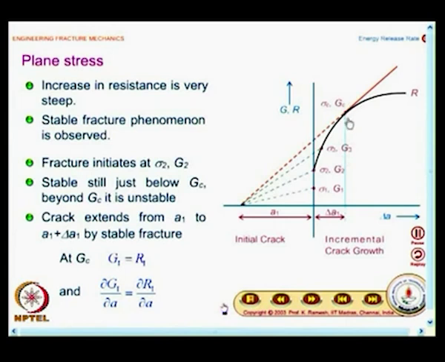And now you can appreciate, when we asked what the necessary and sufficient conditions for fracture are, we are able to see the necessary condition is G1 should be equal to R1, because we are looking at the mode 1 scenario, as well as dou G1 by dou A should be equal to dou R1 by dou A. This becomes a sufficient condition. Only when these two conditions are satisfied, you will have catastrophic movement of the crack.